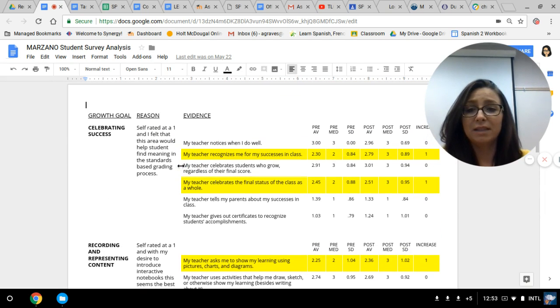I think that is it. Celebrating success, definitely the data wall's gotten a lot better the second year around. Instead of doing it individually and the kids move their own cactus up, I'm just posting like a color-coded chart for the whole class.